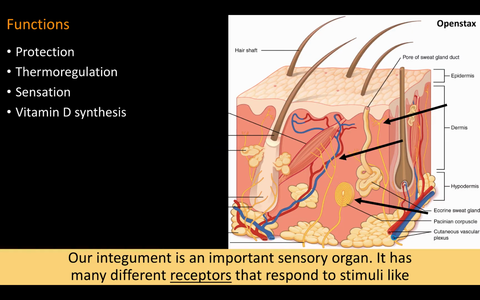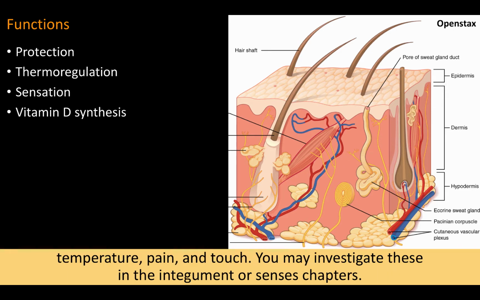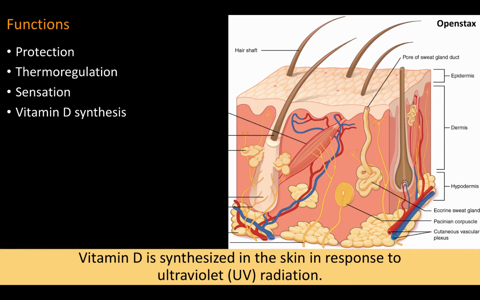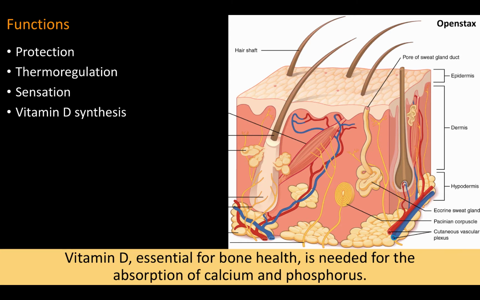Our integument is an important sensory organ. It has many different receptors that respond to stimuli like temperature, pain, and touch. You may investigate these in the integument or sensory chapters. Vitamin D is synthesized in the skin in response to ultraviolet UV radiation. Vitamin D, essential for bone health, is needed for the absorption of calcium and phosphorus.